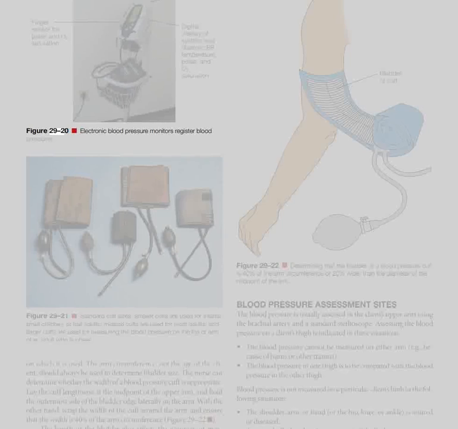Figure 29-20: Electronic blood pressure monitors register blood pressures. Figure 29-21: Standard cuff sizes. Smaller cuffs are used for infants, small children, or frail adults. Mid-size cuffs are used for most adults, and larger cuffs are used for measuring the blood pressure on the leg or arm of an adult who is obese. Bladder of cuff. Figure 29-22: Determining that the bladder of a blood pressure cuff is 40% of the arm circumference, or 20% wider than the diameter of the midpoint of the limb.